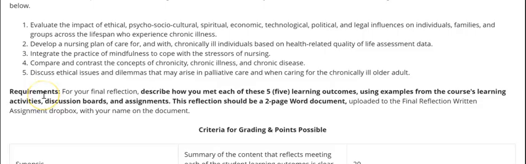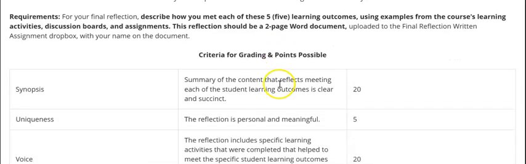So the requirements, right? For your final reflection, describe how you met each of these learning outcomes using specific examples from our learning activities. That could include our discussion boards, our assignments, what videos you may have watched. How did you meet these learning outcomes? Very specific. It should be a 2-page Word document, and you're going to upload it with your name on it, please.